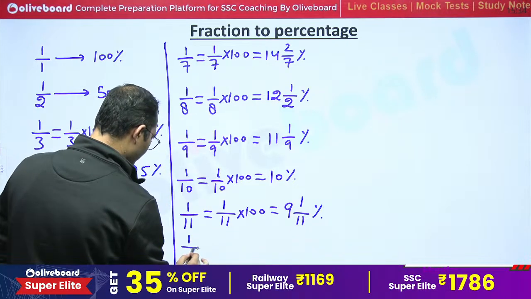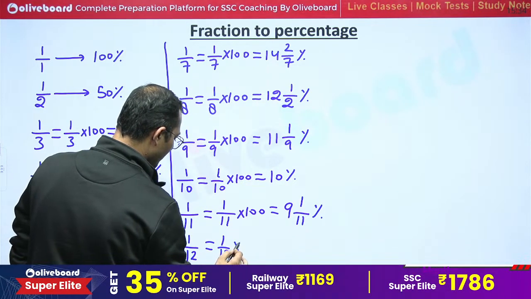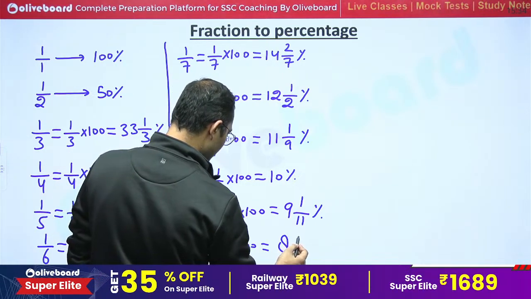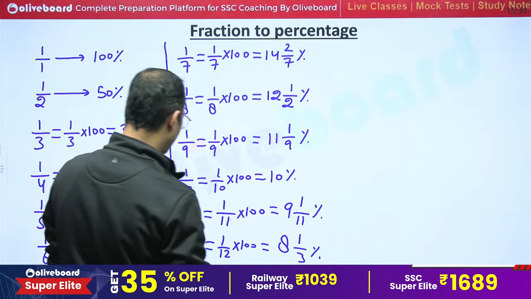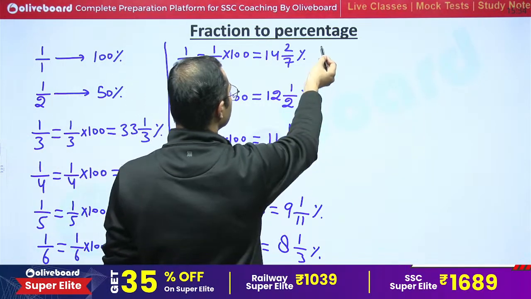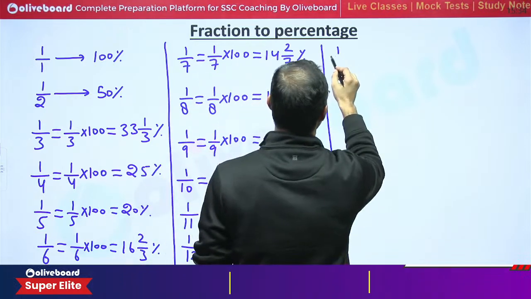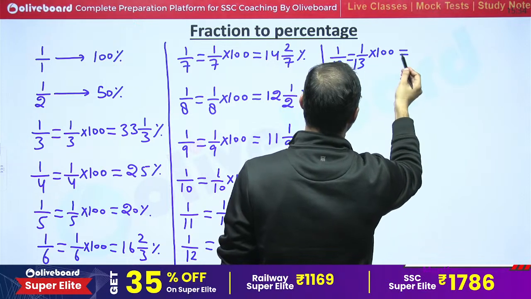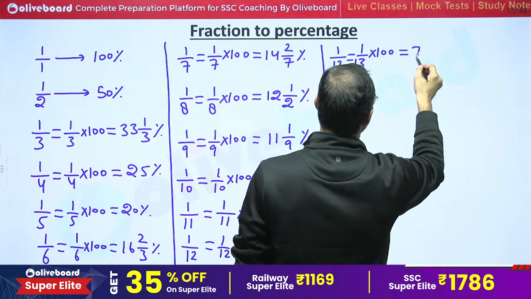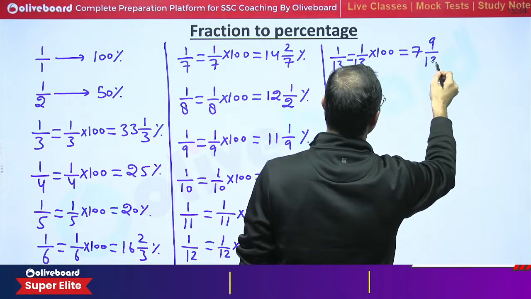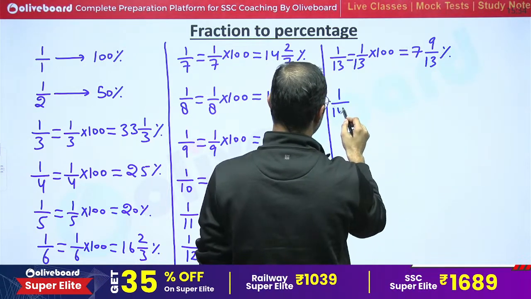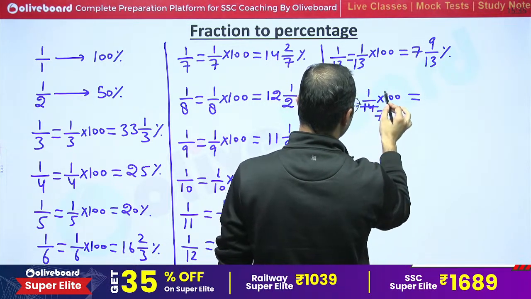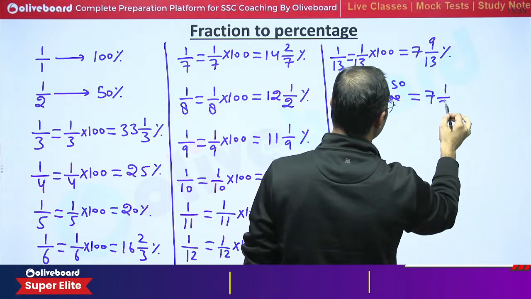Simple. So 1 upon 12. So 1 upon 12 into 100. So it is equal to 8 whole 1 upon 3%, right? Yes. Simple. So likewise 1 upon 13, right? So 1 upon 13 into 100. So we can write it 7 whole 9 upon 13%, right? So 1 upon 14. So 1 upon 14 into 100. So by 2 it is 7 times, 50 times. So 7 whole 1 upon 7%.